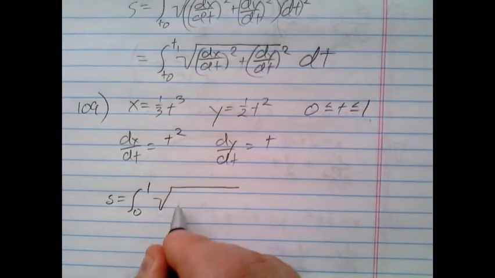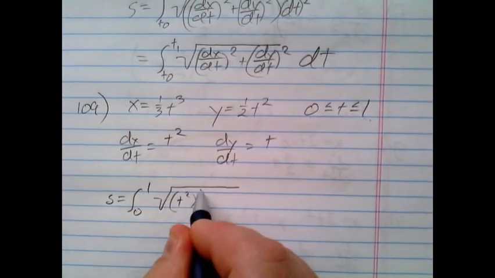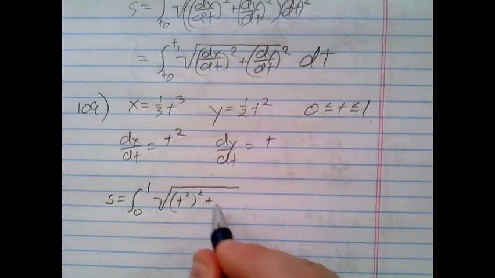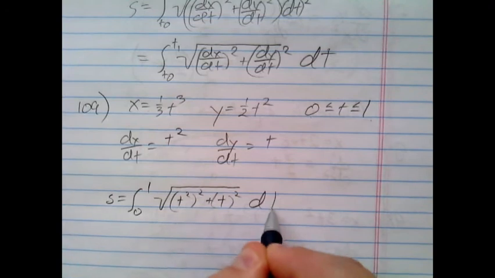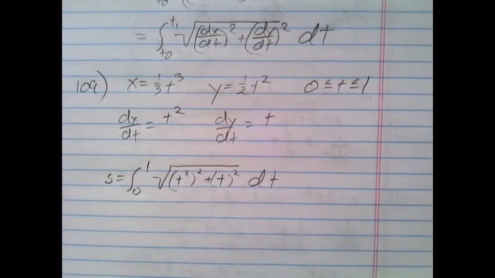of the square root of t squared squared plus t squared, and then we'll integrate with respect to t. Alright, well, as long as we can figure out how to evaluate that integral, we'll be set.